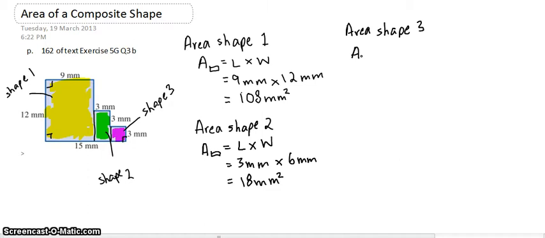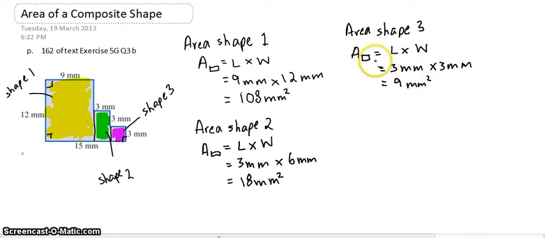So we write our rule in, area of a rectangle, even though it's a square. We use the same rule at this stage, length times width. And we can see the length here is 3 millimeters times the width here, which is 3 millimeters. And 3 threes are 9, so it's 9 millimeters squared.